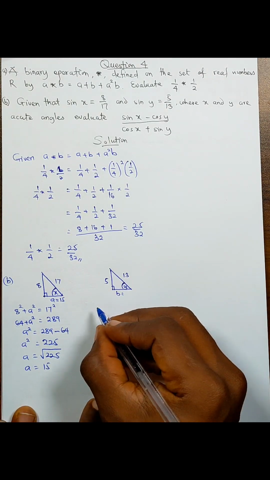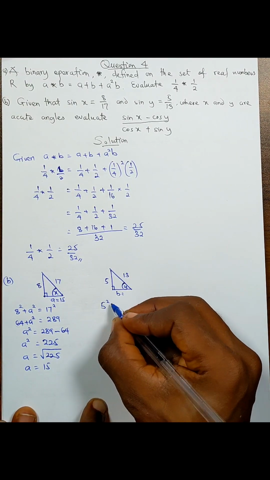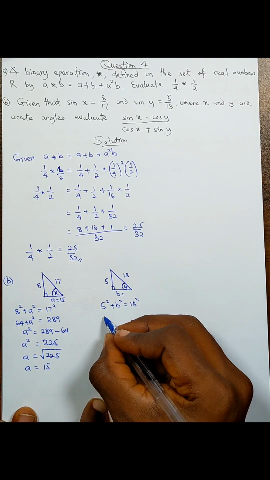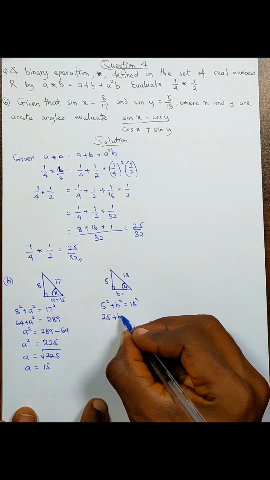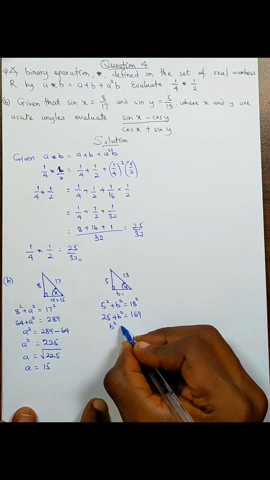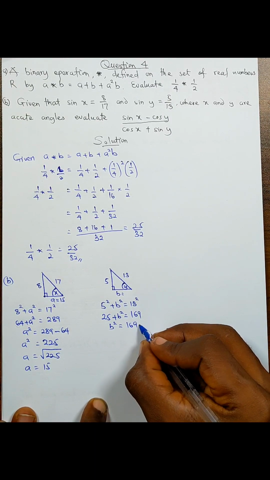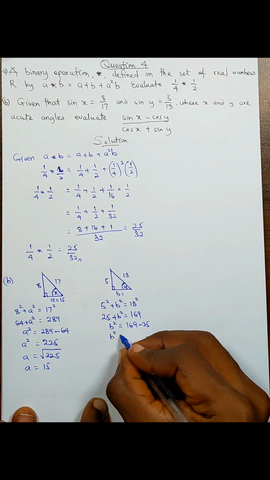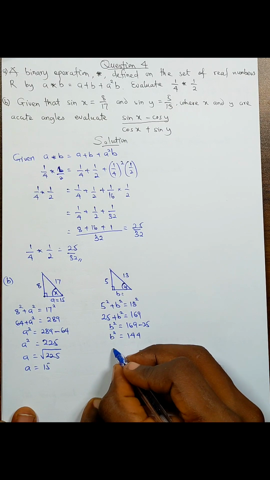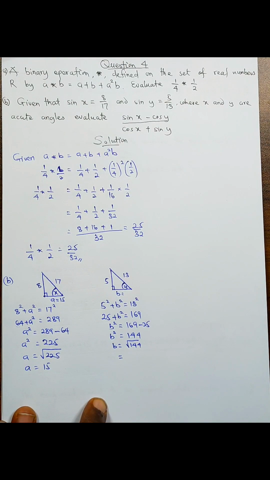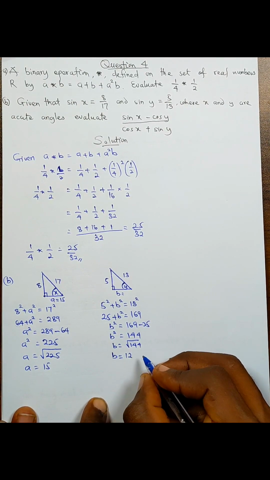Using the Pythagoras theorem once again, 5 squared plus b squared is equal to 13 squared. 5 squared gives us 25 plus b squared, and 13 squared gives us 169. So b squared is equal to 169 minus 25, which gives us 144. So b is equal to the square root of 144, giving us 12.